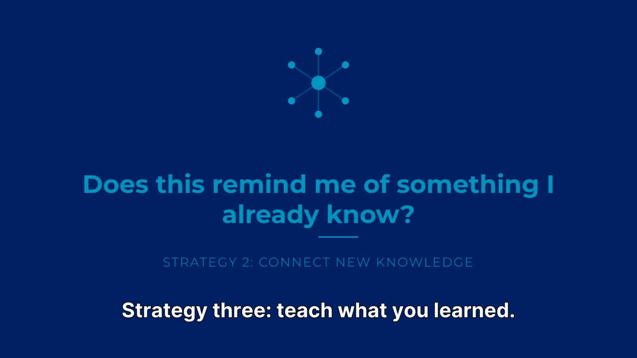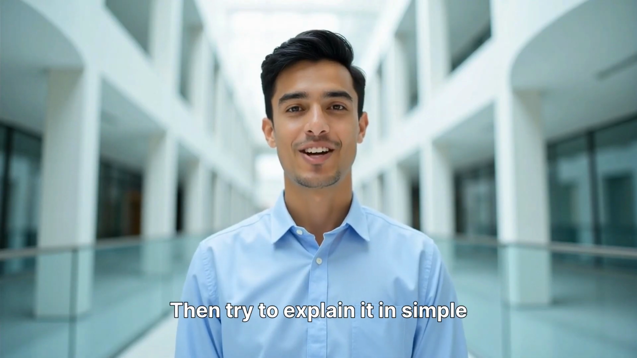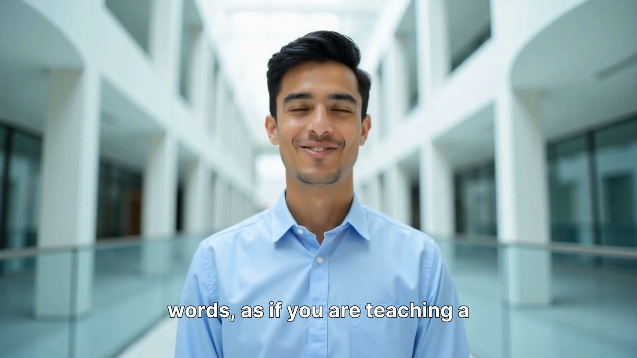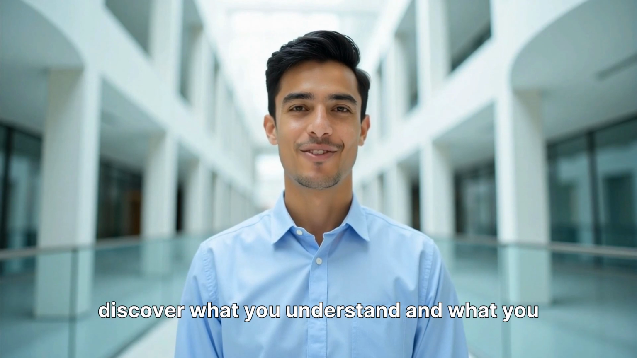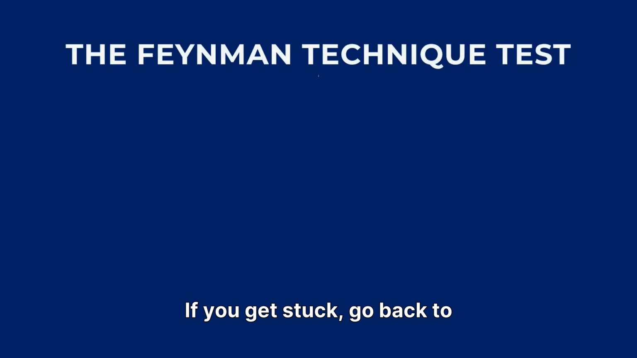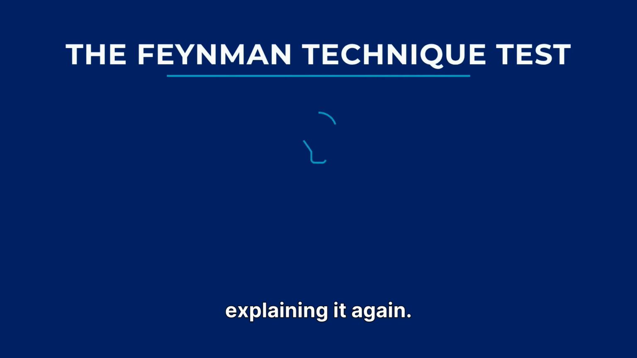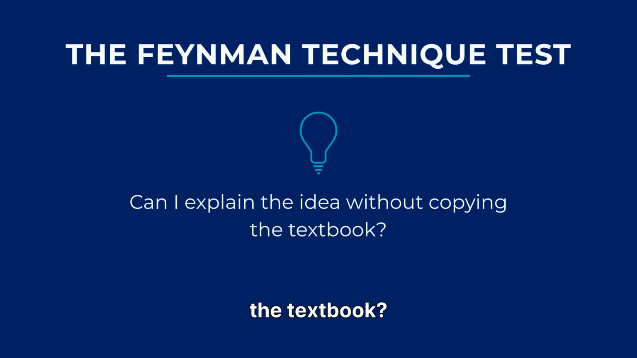Strategy 3, teach what you learned. This is sometimes called the Feynman Technique. Choose one topic, then try to explain it in simple words, as if you are teaching a younger student. When you explain something simply, you quickly discover what you understand and what you do not understand. If you get stuck, go back to your notes, fill the gap, and try explaining it again. A good test of understanding is this: can I explain the idea without copying the textbook?